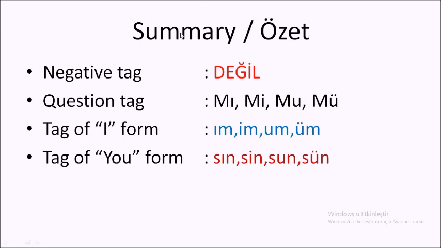So let's get to the summary part here. As you see, for negative forms, negative tags, we use değil, which is not. Question tag: mı, mi, mu, mü. Tag of I form: im, ım, um, üm. Tag of you form: sun, sin, sun, sün.